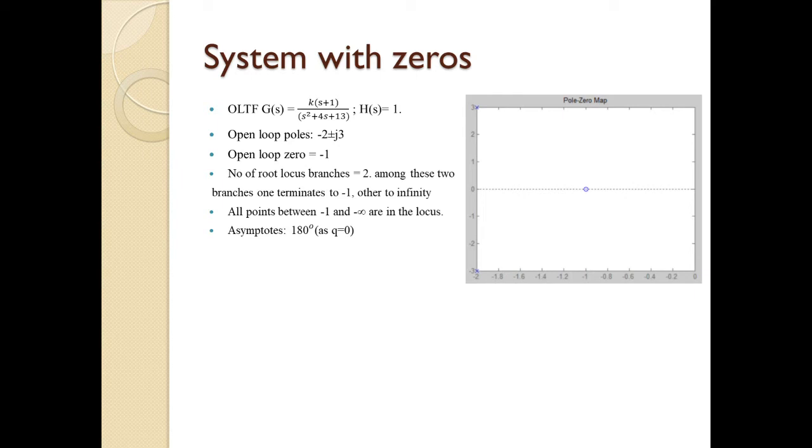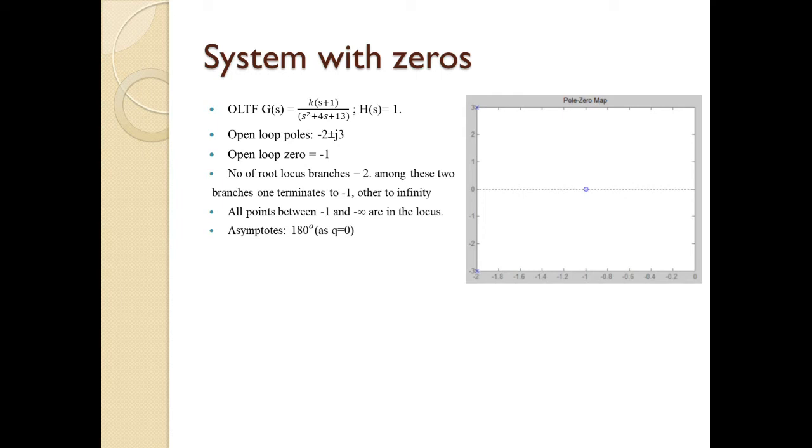So according to the rules, there will be two branches, and among these two branches, one branch will terminate at infinity and another branch will terminate at minus 1. If we consider the points between minus 1 and infinity, then to the right-hand side the number of real poles and zeros is equal to 1, that is odd. So all the points between minus 1 and minus infinity are on the locus.